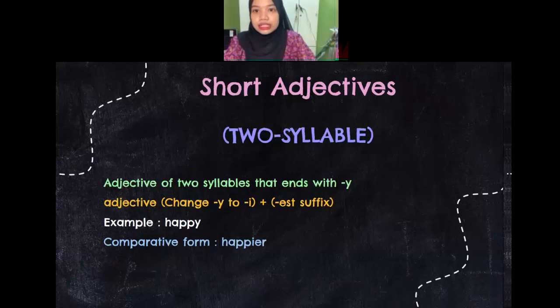The next form of adjective is short adjective. Now we are going to take a look at two syllables adjective. Adjective of two syllables that ends with y consonant becomes adjective, change y consonant to i vowel plus er suffix. I'm sorry, er suffix. Okay, sorry, there's a mistake in the slide. For example, happy becomes happier in the comparative form, where we add er at the end of the adjective word.